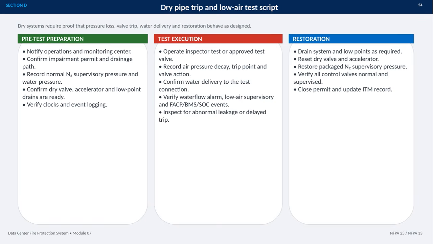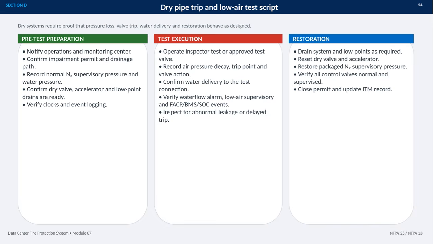restoration. Before testing, I notify operations and the monitoring center, confirm the impairment permit and drainage path, and record the normal nitrogen supervisory and water pressures. I also verify that the dry valve, accelerator, low point drains, clocks, and event logging are ready.